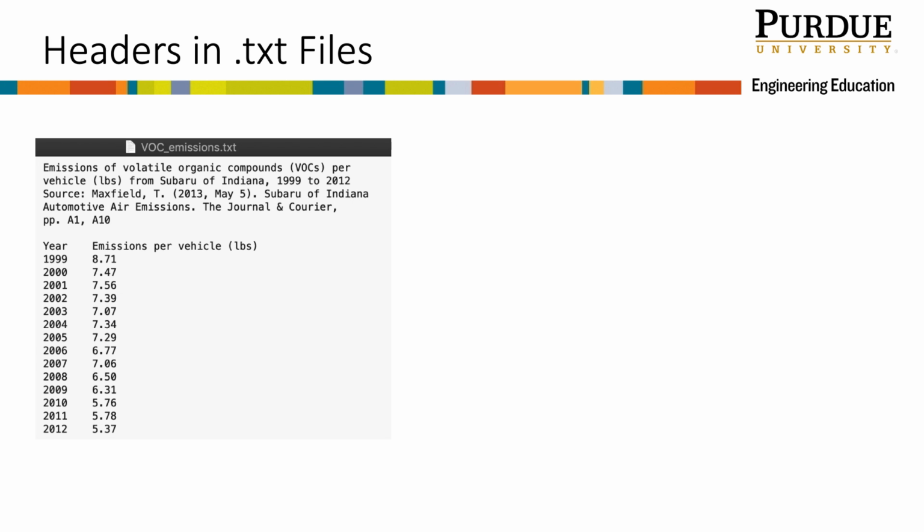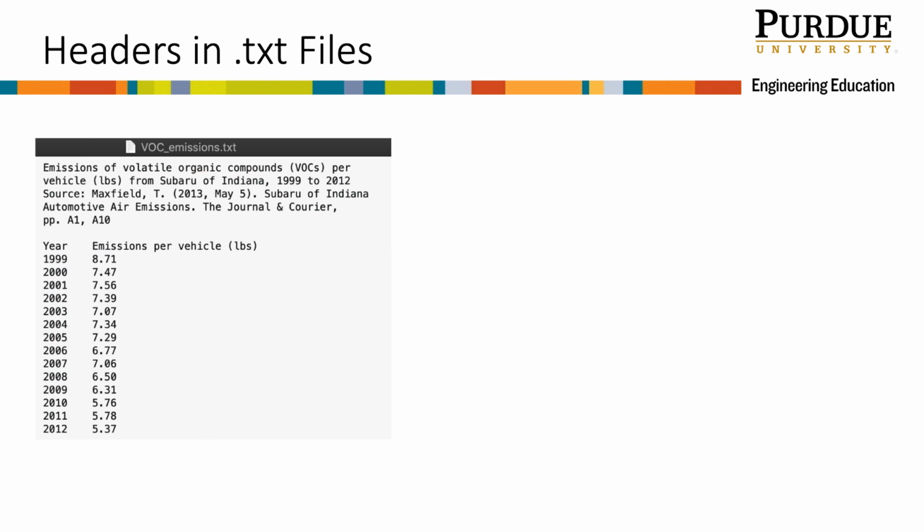The load command can only load numeric data, but many data files contain text along with the numeric values. The file might contain general information about the data. There are usually column headers to describe the data for each column. This example text data file contains the amount of volatile organic compounds, or VOC, produced per vehicle at Subaru of Indiana from 1999 to 2012. It contains both information about the data and column headers, along with numeric data. The load command cannot process this text, so you must hide it from MATLAB before attempting to import into MATLAB.